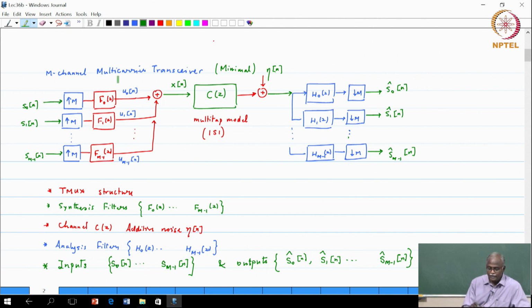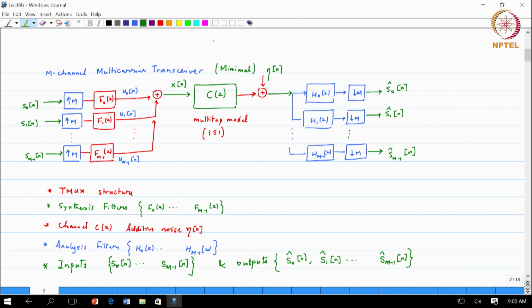So, the multi-carrier transceiver that we are talking about is one that combines M channels, passes it through the channel, splits it back into M channels. Now, this would be a minimal configuration for the multi-carrier transceiver. If this M was greater, by a factor n which is greater than M, then you would get a transceiver with redundancy. The notations again, at the transmitter we have the synthesis structure, at the receiver we have the analysis structure.